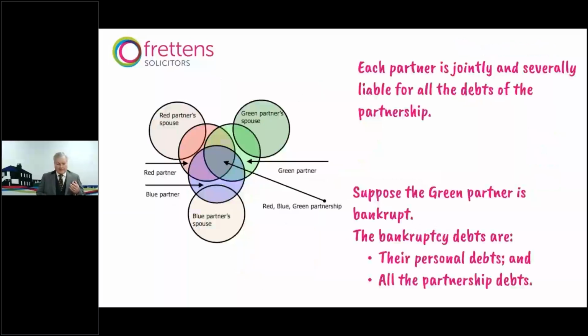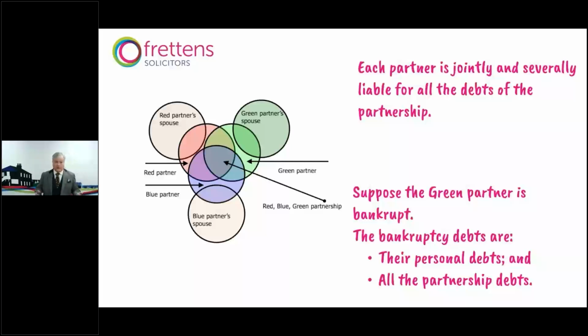And it's not just the estates that you're looking at, it's also the creditors, the debts that each of them has got. And remember that each partner, as well as being responsible for their own personal debts, is also jointly and severally liable for all of the debts of the partnership, regardless of which of the partners may have incurred those debts on behalf of the partnership in the first place.